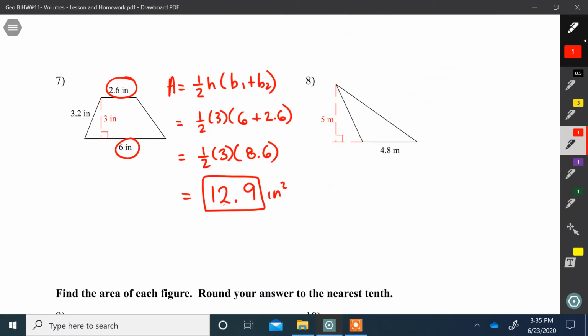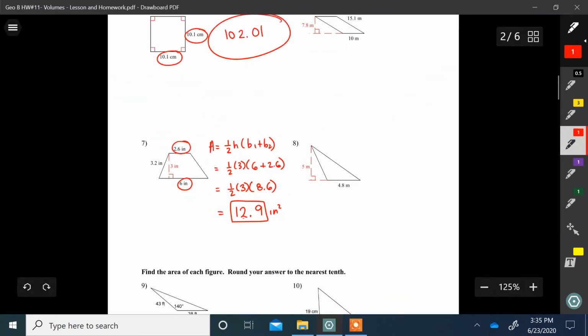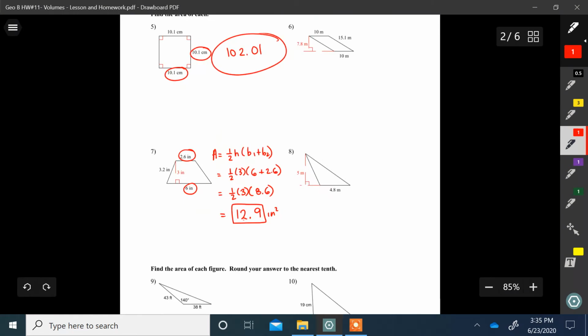Okay, so 6 and 8, I'm going to have you guys do those two. Number 8 has a formula, and all of those have formulas as well.